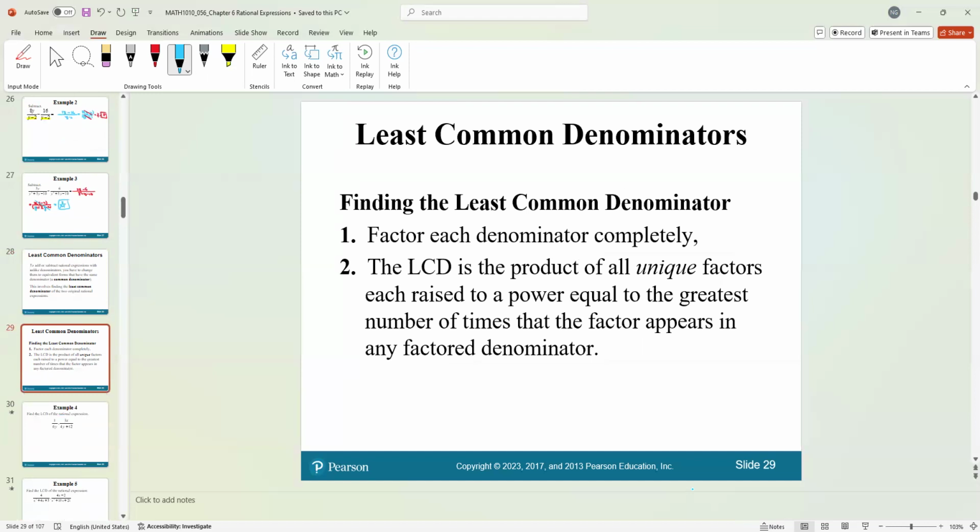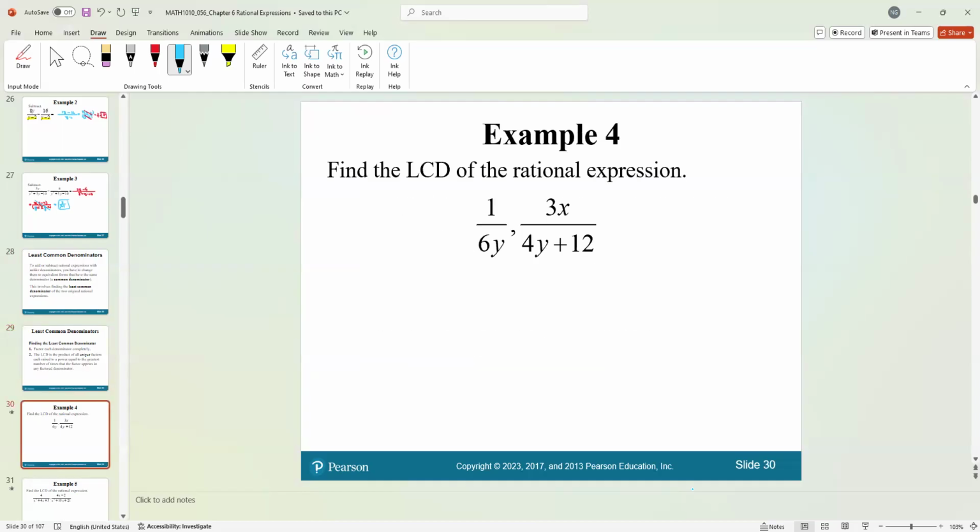Here is the technique for finding the LCD: factor each denominator completely. The LCD is the product of all the unique factors, each raised to a power equal to the greatest number of times that the factor appears in any denominator. I know that sounds like a lot of wording, so let's simplify it with examples.